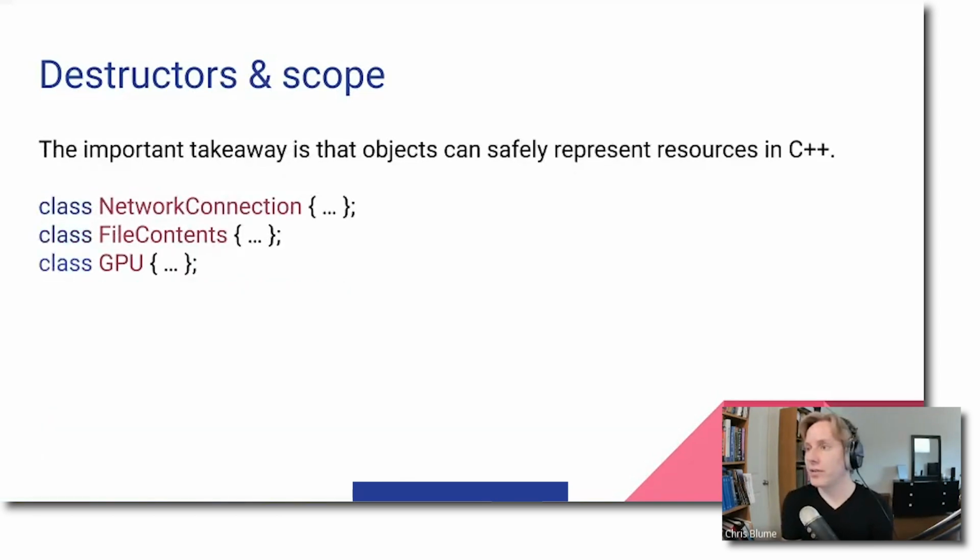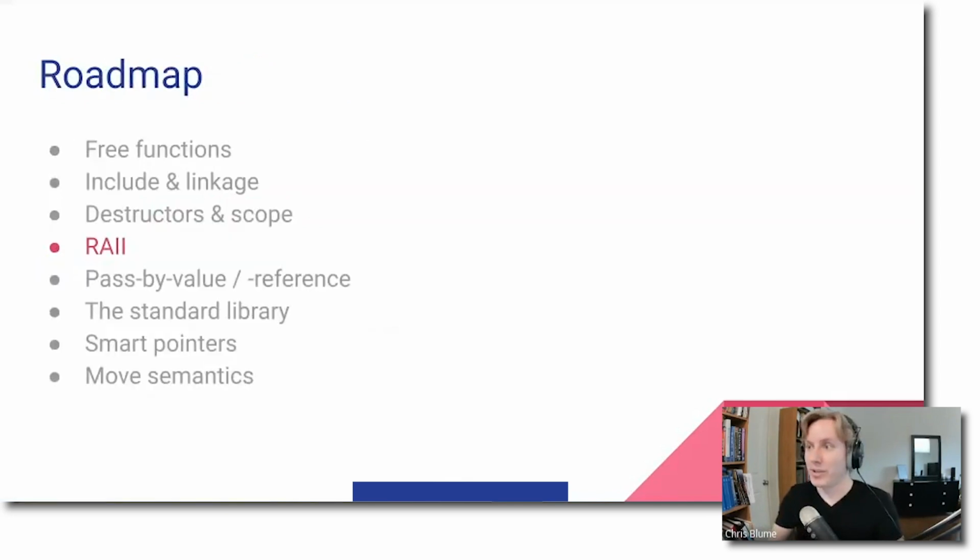And this is really good if you're trying to represent resources, like I said, a network or a file or a GPU or something like that. If it's an actual resource, then you want to have a way to represent it safely, and deterministic destruction gives that to us, which ties in closely to RAII.